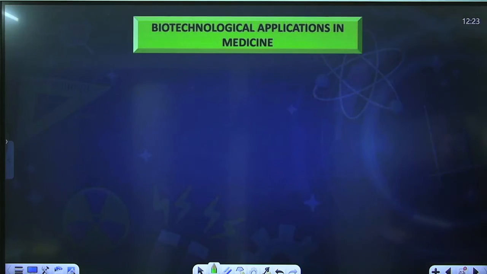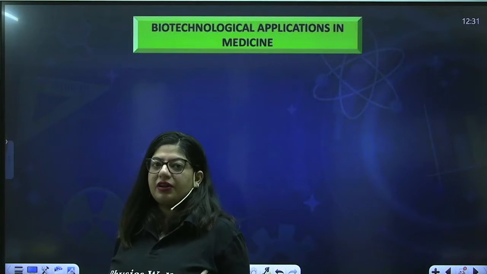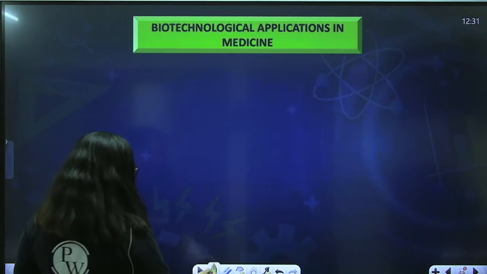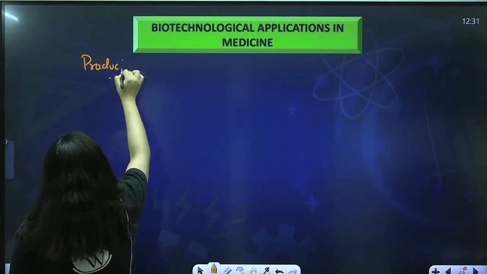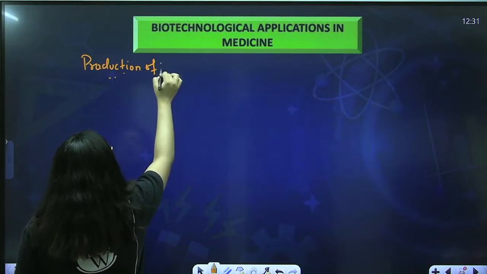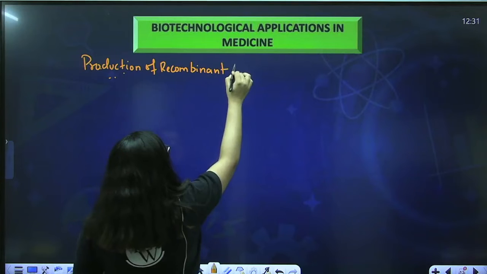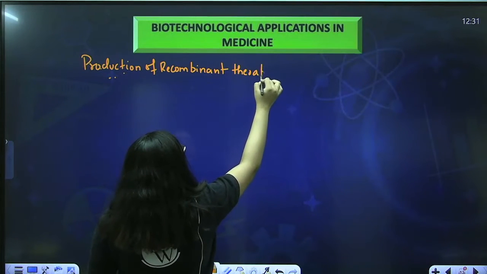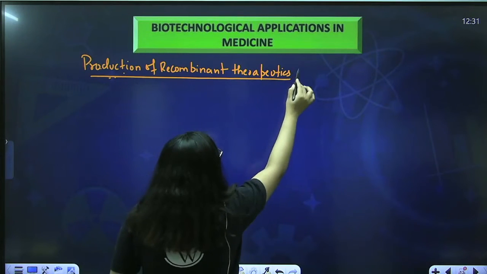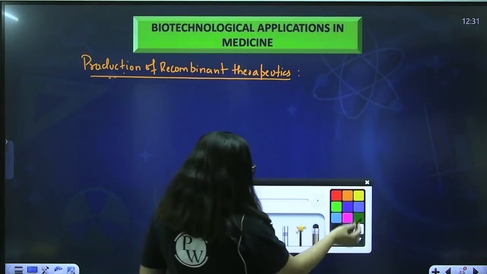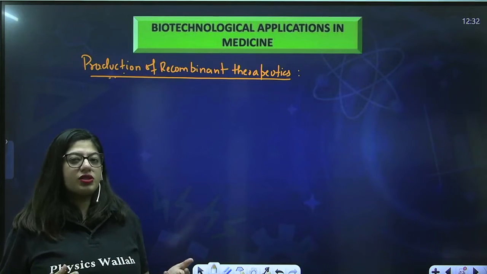Now let's talk about application of biotechnology in medicine. In medicine, the first application of biotechnology is production of recombinant therapeutics. What are recombinant therapeutics? First of all, what are therapeutics? Therapeutics are all those substances that are produced in your body, but somehow they are not produced, or are less in number, and that causes you disease.